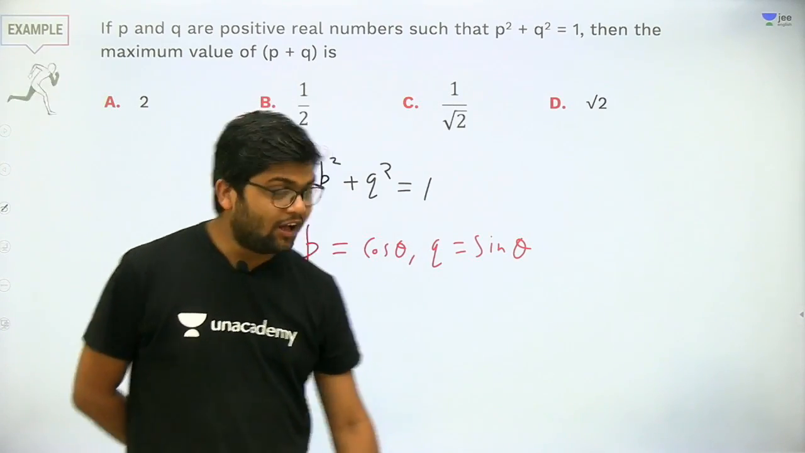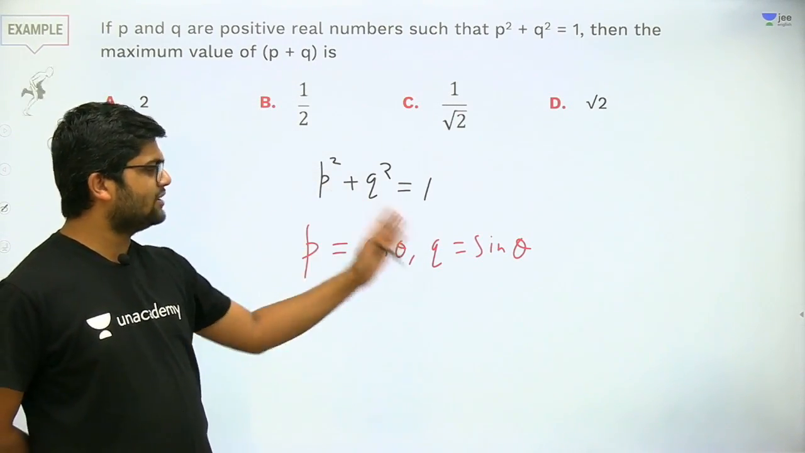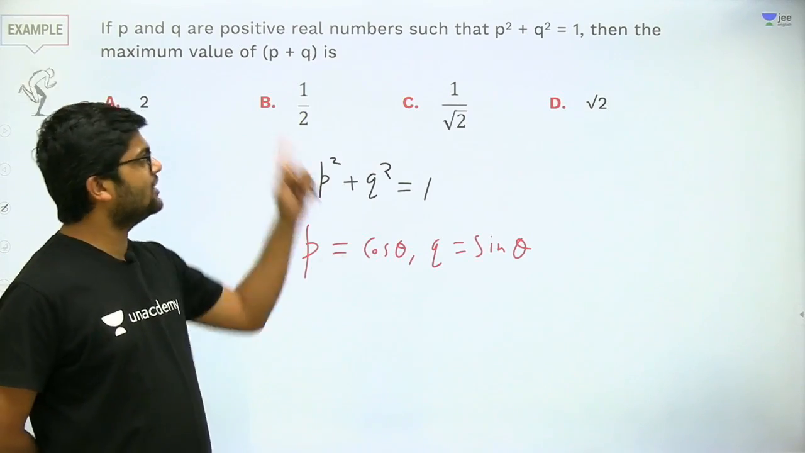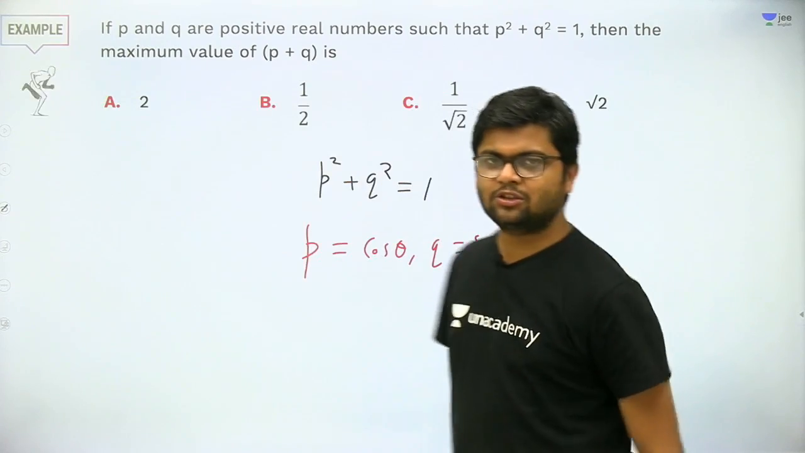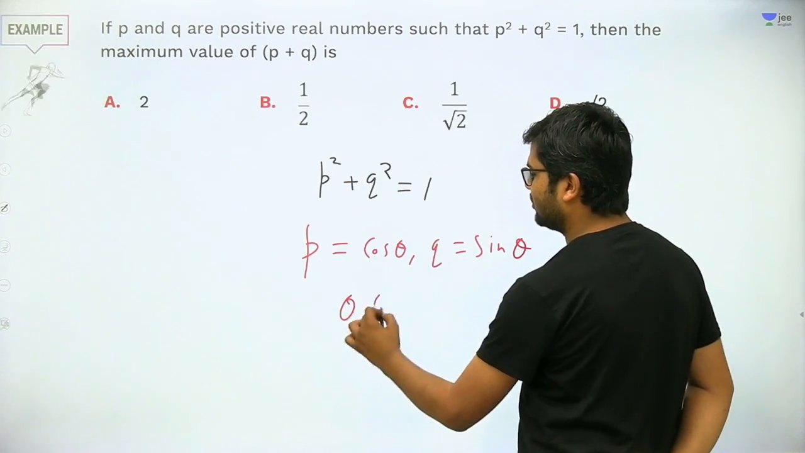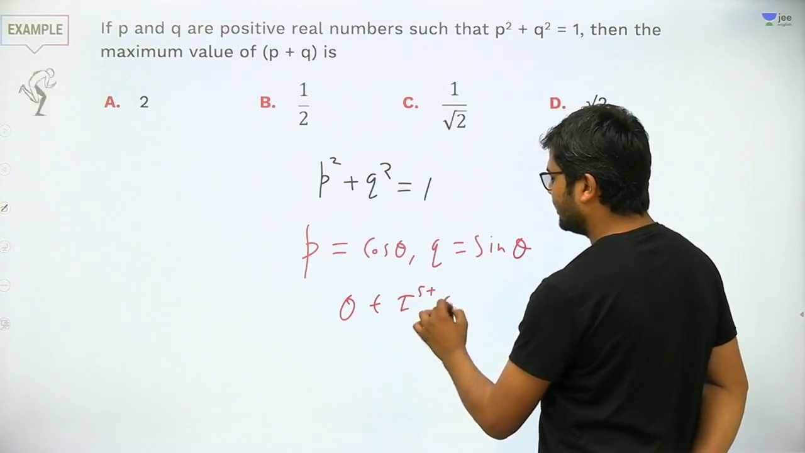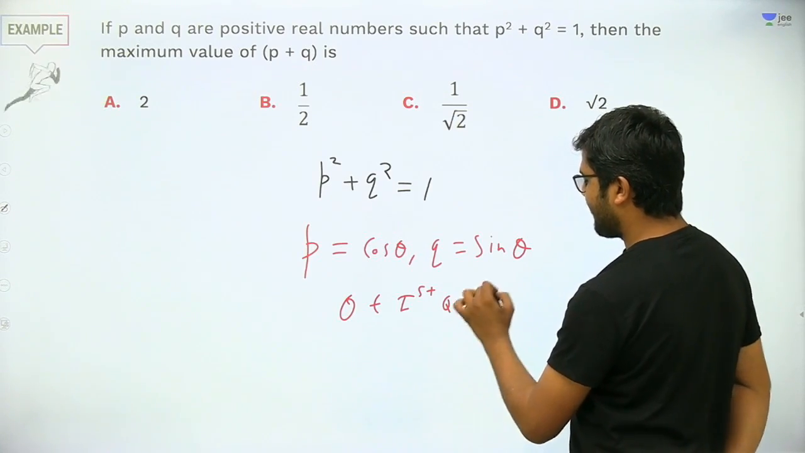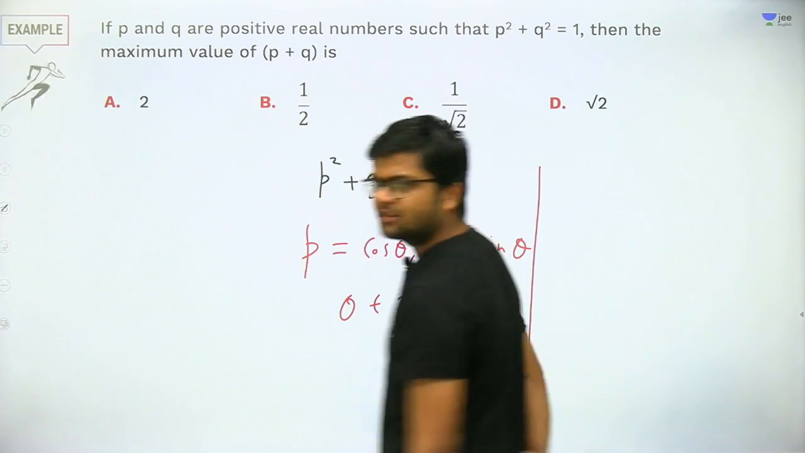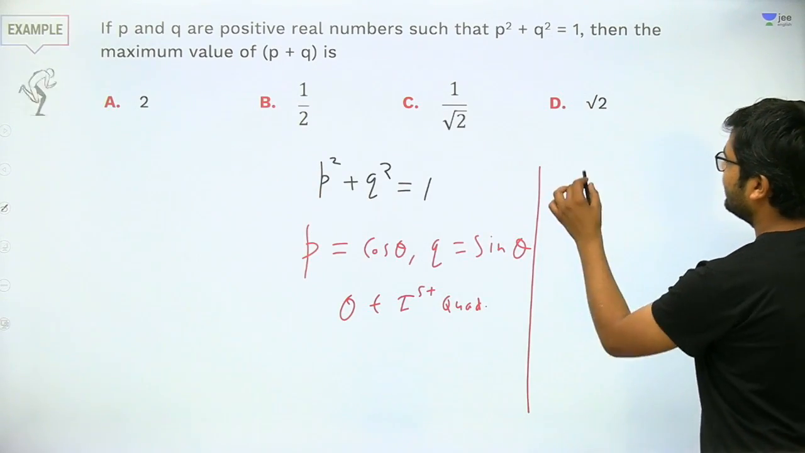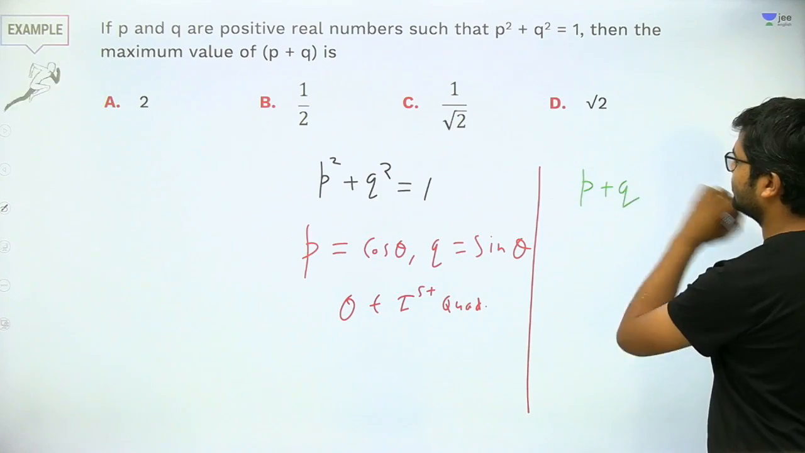Very good. Now because this satisfies this condition, and since they are positive, theta belongs to first quadrant. The question has given us positive reals, therefore theta belongs to first quadrant. Very good. This also works in our favor. Now what we need to find out? We need to find out p plus q.